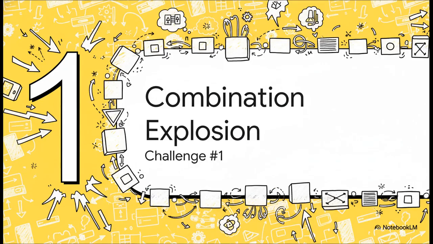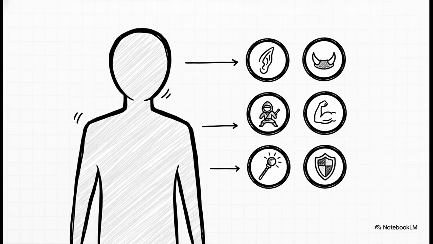So let's look at our first major hurdle for any software architect. It's something they call a combination explosion. And yeah, it's as messy as it sounds. Let's use a fun example to make this real. Okay, picture this. You're building a massive role-playing game.